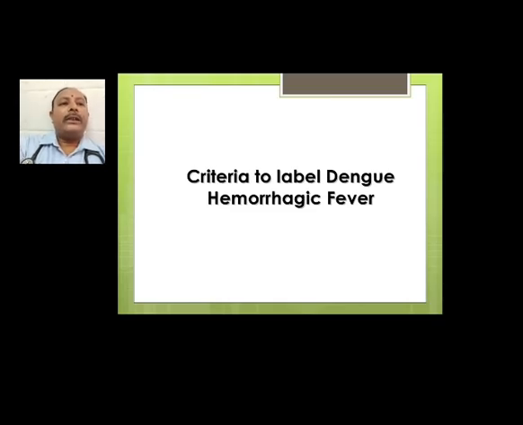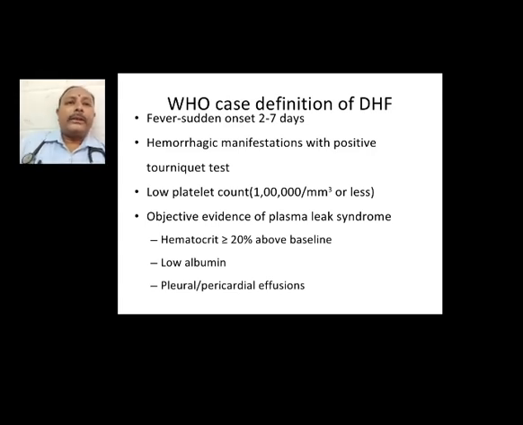Criteria to label dengue hemorrhagic fever. As per WHO guidelines, the WHO case definition of DHF, that is dengue hemorrhagic fever: fever with sudden onset of 2 to 7 days, hemorrhagic manifestations with positive tourniquet test, low platelet counts, that is 1 lakh per mm cubic or less, objective evidence of plasma leak syndrome, that is hematocrit equal to or more than 20% above the baseline, low albumin levels, pleural and pericardial effusions.